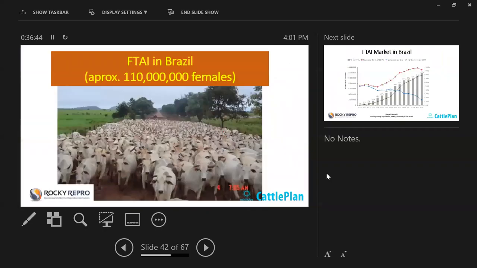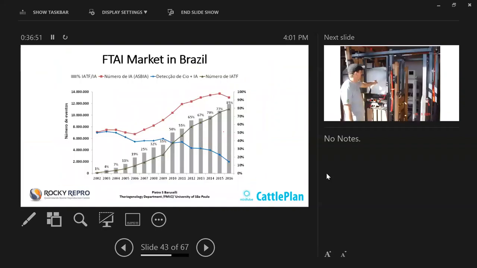And then we'll have a look at Brazil, so they're a little bit different again. They're a very big market for fixed time AI, 110 million females. This is the AI market in Brazil at the moment. From 2002 to 2016, the overall number of AIs is the red line, and it's been growing. The blue line is heat detection AI programs, and the green line is fixed time AI. So there's a trend in those production systems, they're moving away from heat detection and more into fixed time. That can also be because Bos indicus animals are notoriously known for having a lot more silent heats, so they are harder to heat detect too, and sometimes you're missing some of your most fertile animals coming on heat, so that's why there's been more of a shift to fixed time than heat detection.